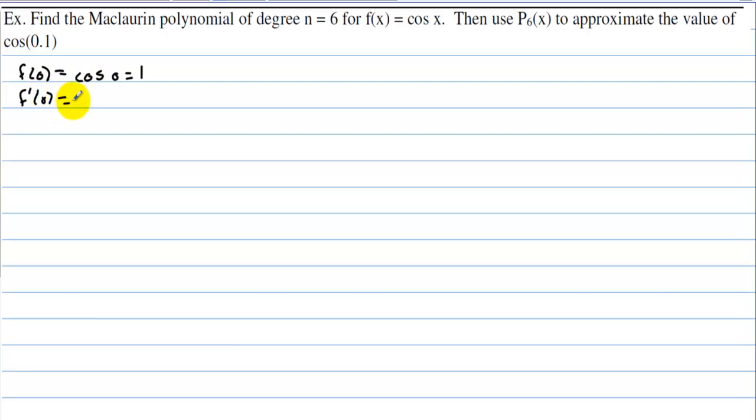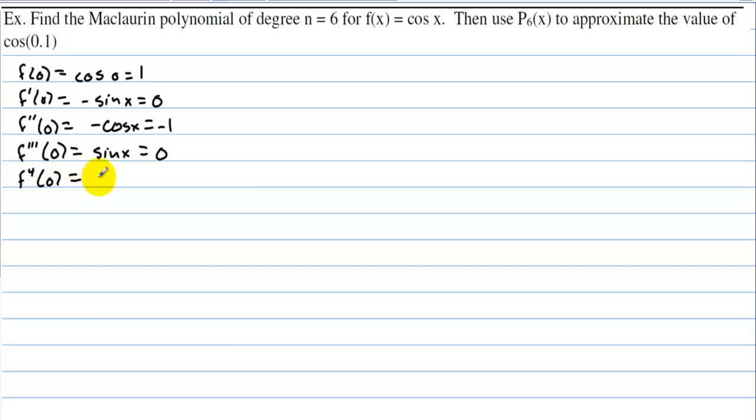So the first derivative is negative sine of x, and when we plug 0 in there, we get 0. The second derivative is negative cosine of x. When we plug 0 in there, we get 1, but then we get negative 1 with the negative out front. The third derivative now is sine of x, and when we plug 0 in, we get 0. The fourth derivative is cosine of x, and when we plug 0 in here, we get 1.